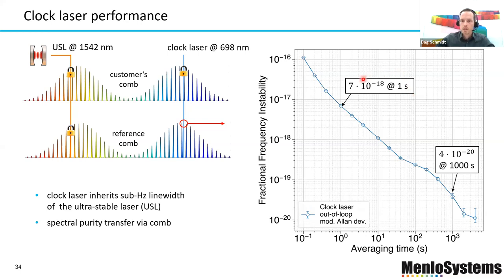If you remember, the comp itself was at 3 × 10⁻¹⁸. So the CW laser adds a certain amount of frequency instability. This was expected, but still we are on the 10⁻¹⁸ level, which is really suitable for any known application so far. And after 1,000 seconds, we also reached the 10⁻¹⁹ level here.